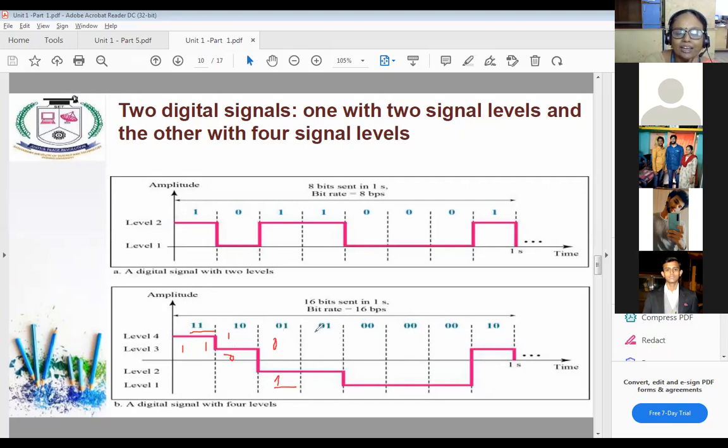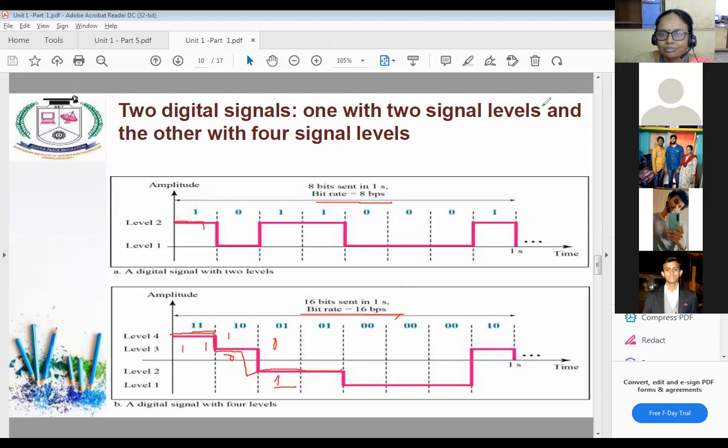Okay, so here what they are saying now, in 1 second they are sending 8 bits. Here in 1 second they are sending how many bits? Have you understood what I'm speaking to you? 2 digital signals are being sent. One signal is sent with 1 level and another signal is sent with 2 levels. You have to understand this is 2 level. This is 4 level. Have you understood this?